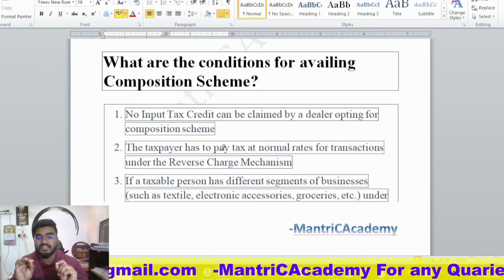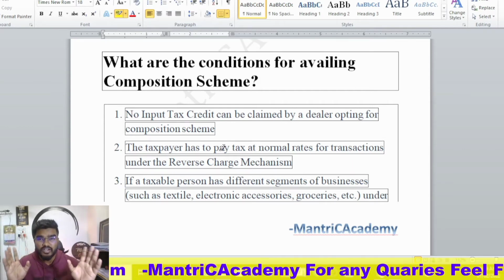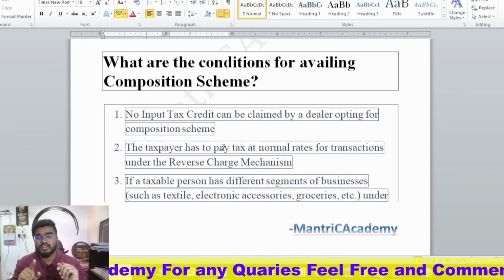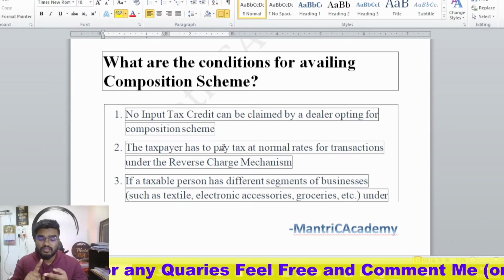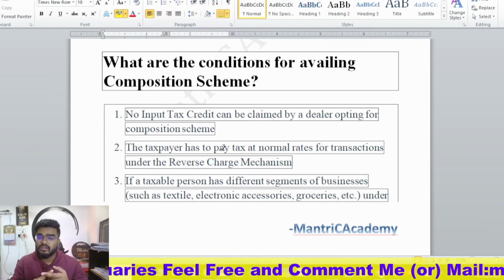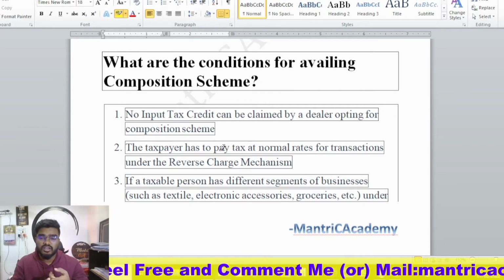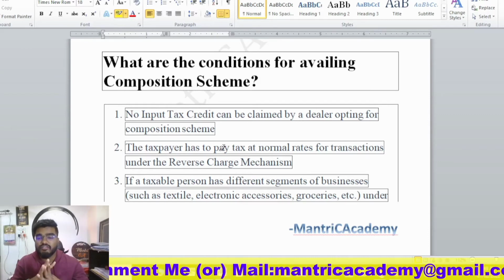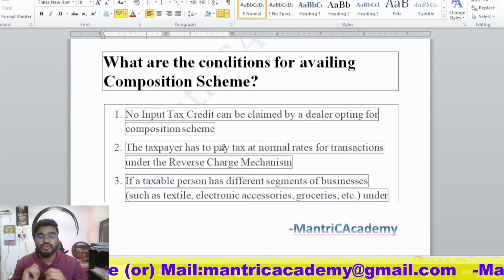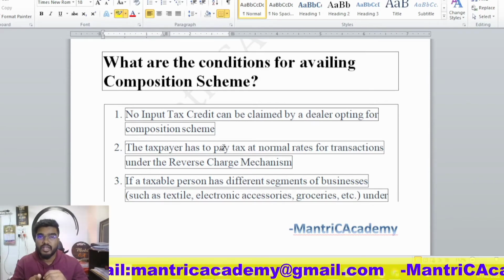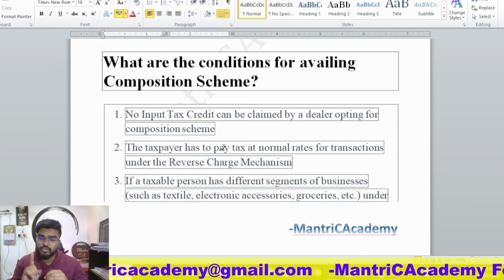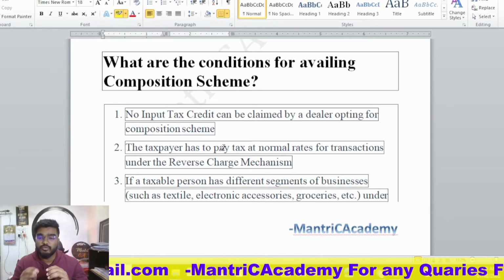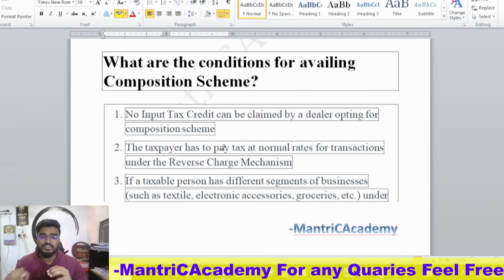If a taxable person has different segments, different businesses or different GSTINs under the same PAN, you must be registered either under the composition scheme or the regular scheme. It will not be that for one business it is regular and for another business it is composition. If you have four businesses in a state and want to take composition, you have to apply for composition scheme for all four businesses, and the turnover should be 1.5 crore cumulative of the segments of the businesses.